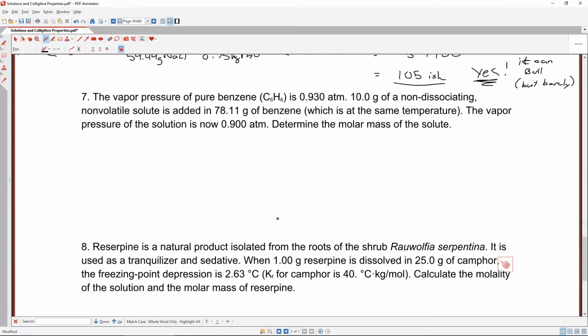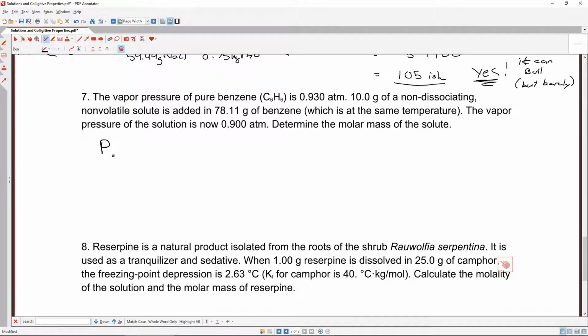Okay, next one. It says the vapor pressure of pure benzene is that many atmospheres. 10 grams of non-dissociating, non-volatile solute is added to that much benzene, which is at the same temperature. The vapor pressure is now that. Determine the molar mass of the solute, right? So we're dealing with vapor pressure and impurities that cause the vapor pressure to change. We're going to be using Raoult's law, right?